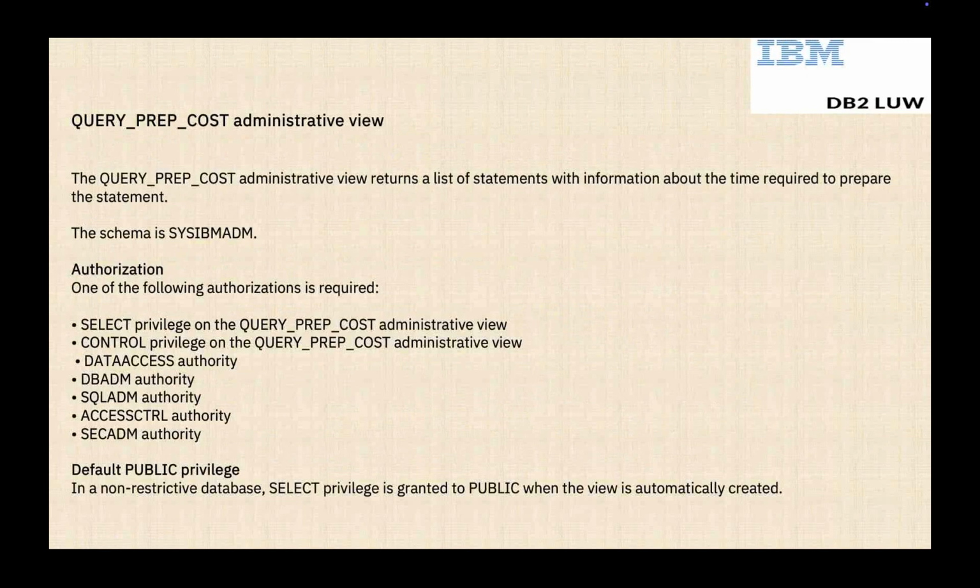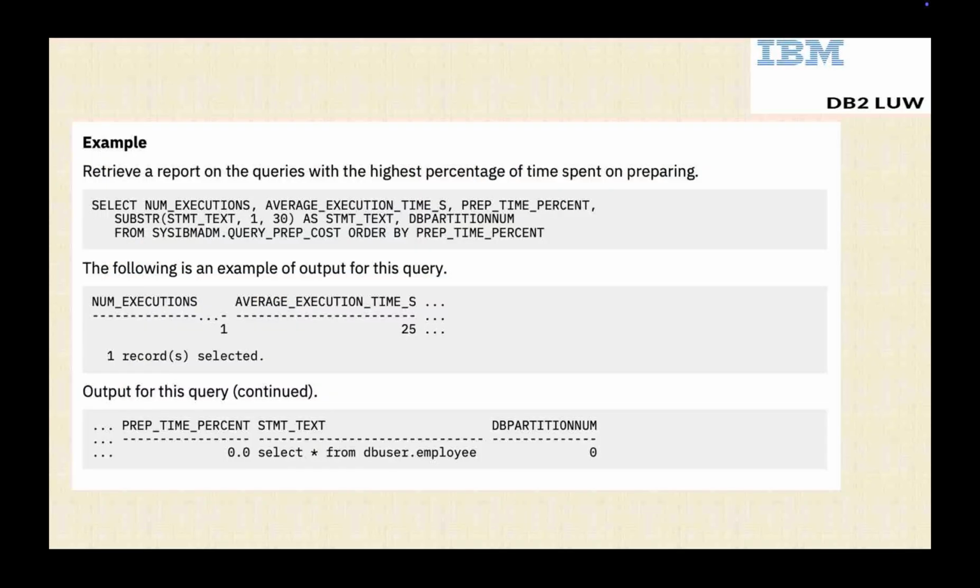Now, let me go deeper one by one here. What is the QUERY_PREPARATION_COST administrative view? The QUERY_PREPARATION_COST administrative view returns a list of statements with information about the time required to prepare the statement. And what is the schema where we can get this view? That is SYSIBMADM. So these are all the authorizations I need to execute this view. See, simple. How can I query from this?